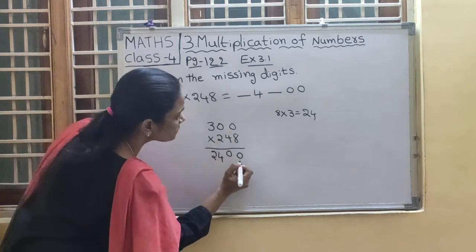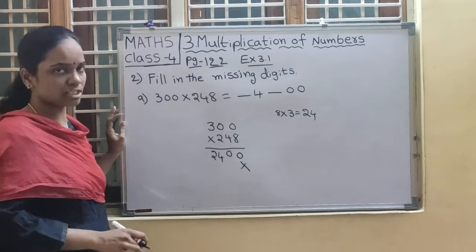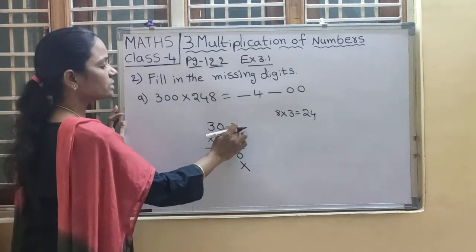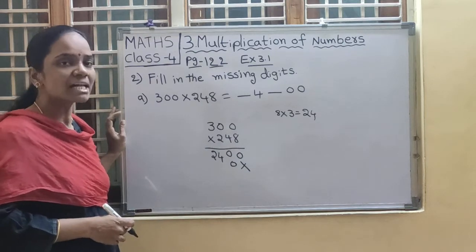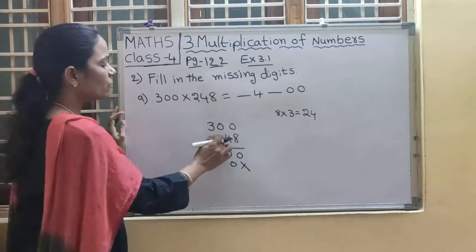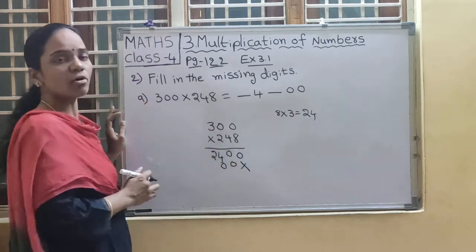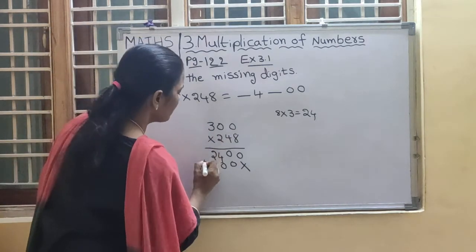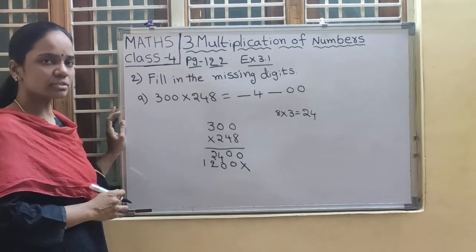So for ones place we have to put a cross mark. Start with the tens place because we are doing with the tens place digit. 4 into 0. 4 zeros are 0. If a number is multiplied by 0, the answer is 0. 4 zeros are 0. 4 threes are how much, children? 12. Complete 12 you have to write here. 4 threes are 12. Have you understood?